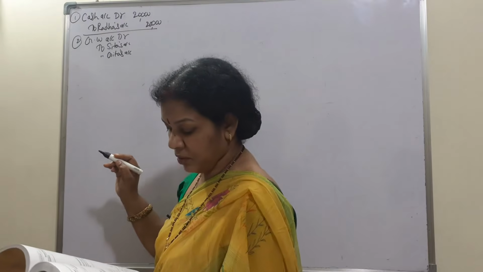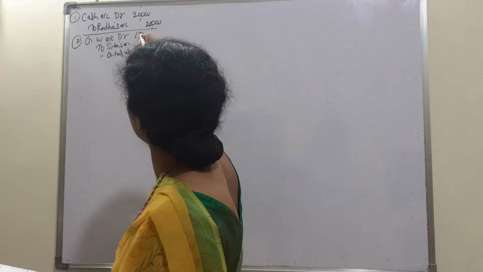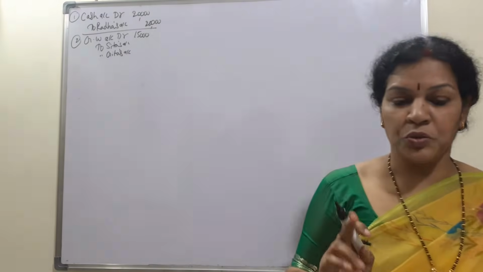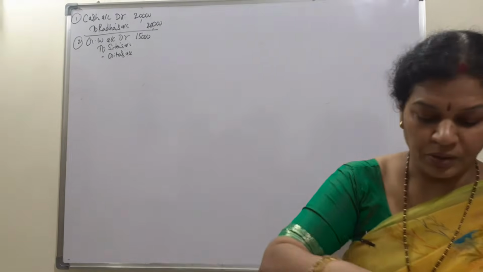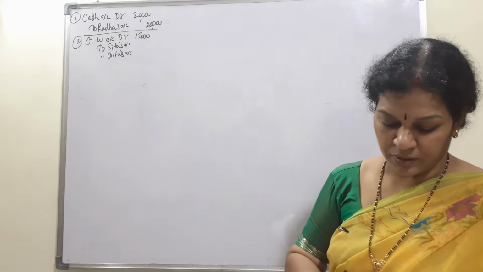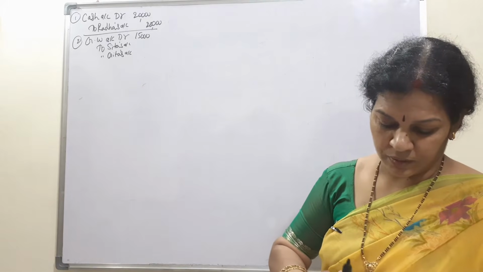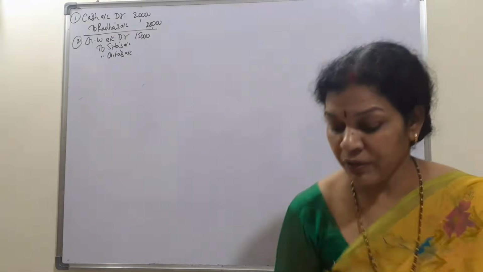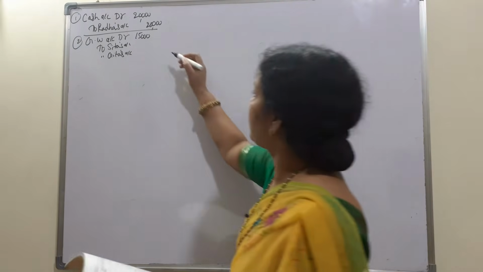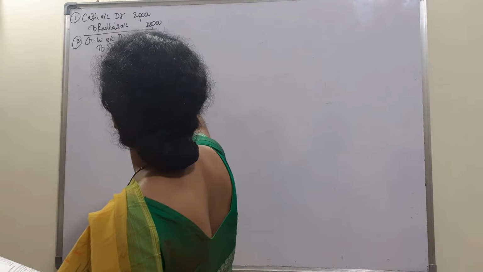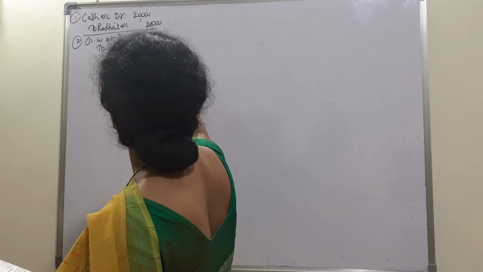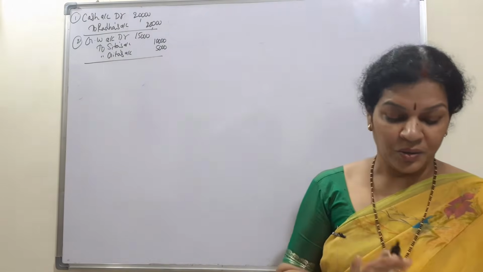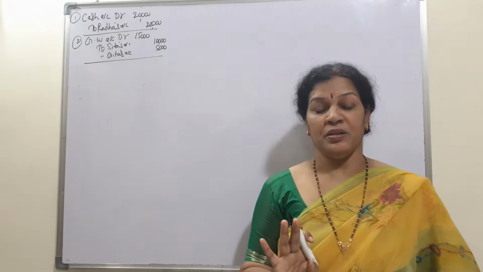How much do they want to raise? 15,000, in the ratio of 2:1. 15,000 into 2/3 is 10,000, and 5,000. This is for raising goodwill. It will be in the business only.